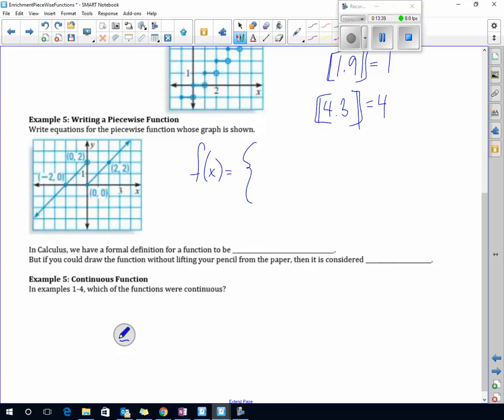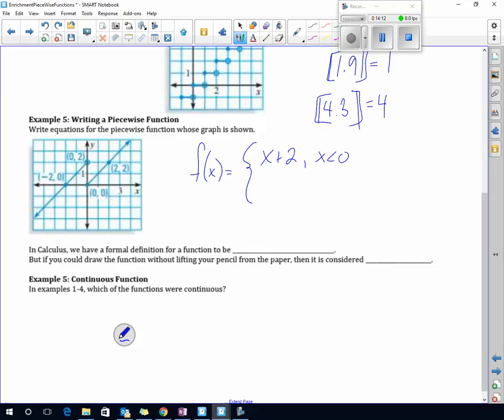Okay, so where it's less than, what's the equation of that line? X plus 2. So x plus 2, comma, where x is less than 0. Okay? We good? And what's the equation of this one here? It's equal to x where x is greater than or equal to 0. Yes? It's filled in there.